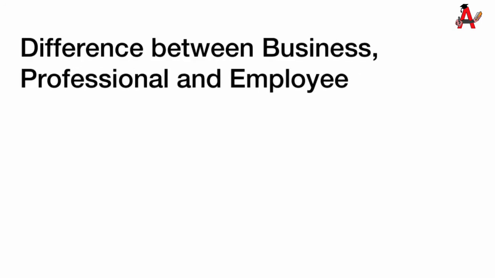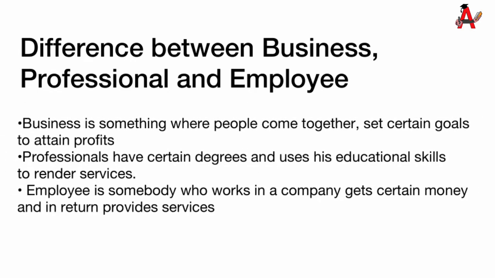So in short, if I classify the difference between business, profession and employment, business is something where people come together, set up certain goals and there has to be a profit motive. Whereas profession is where an experienced professional who has a certain degree can use his educational qualification and knowledge to render certain services, like doctor, lawyer and CA. Whereas an employee is somebody who works in a company, gets certain money and in return he provides certain services. That's all we have studied in the first part. In the next part, we'll discuss business objectives.